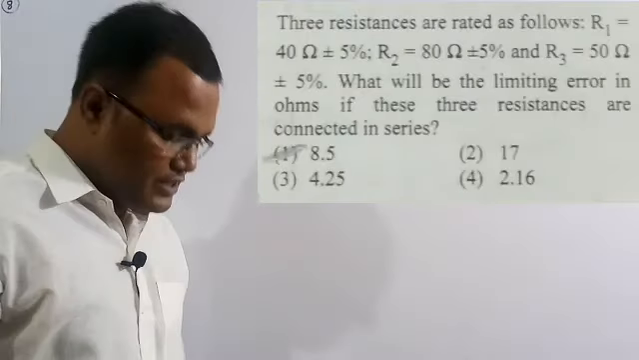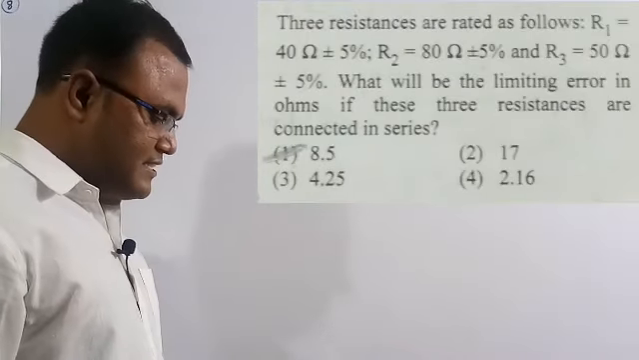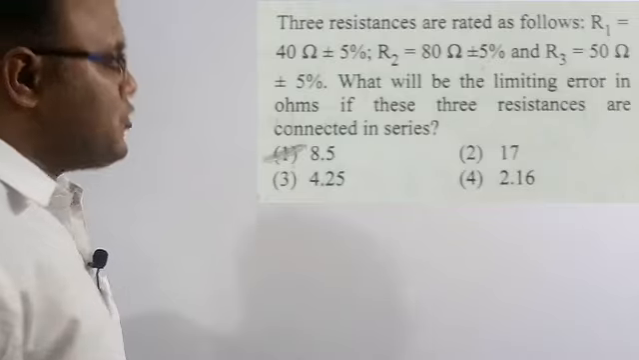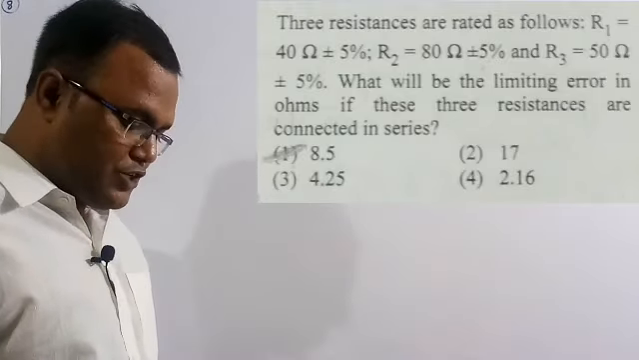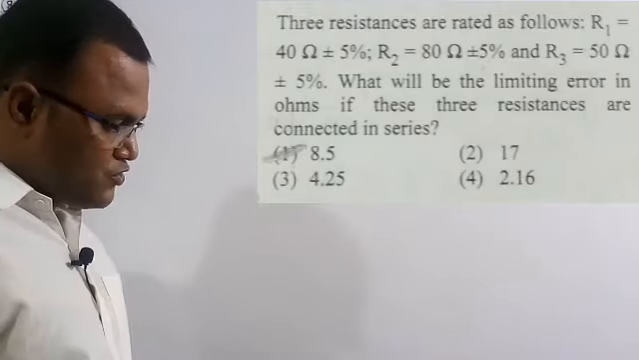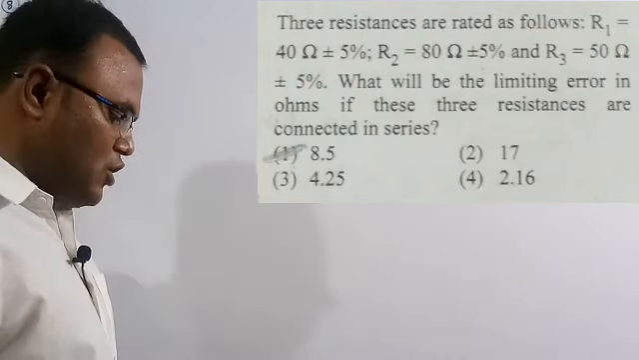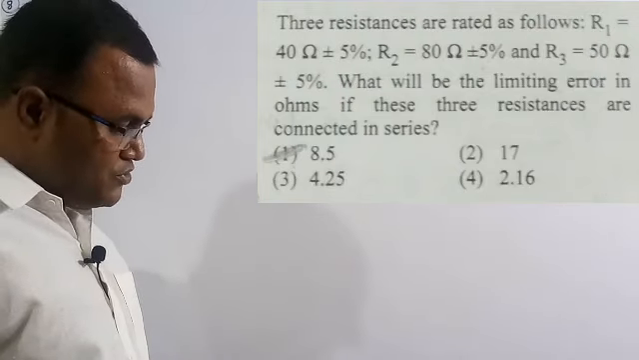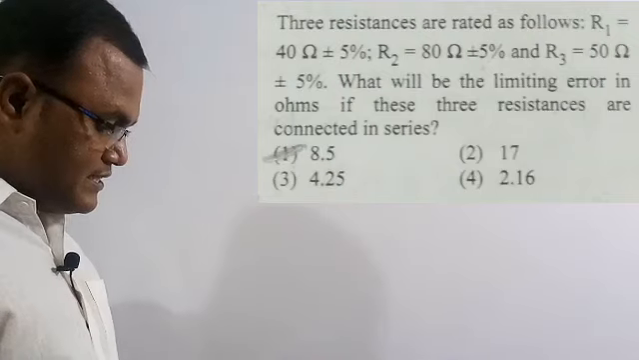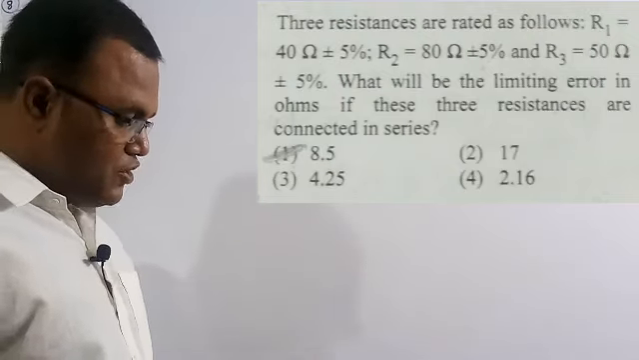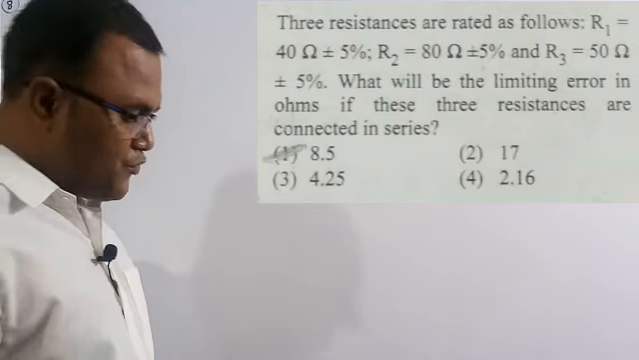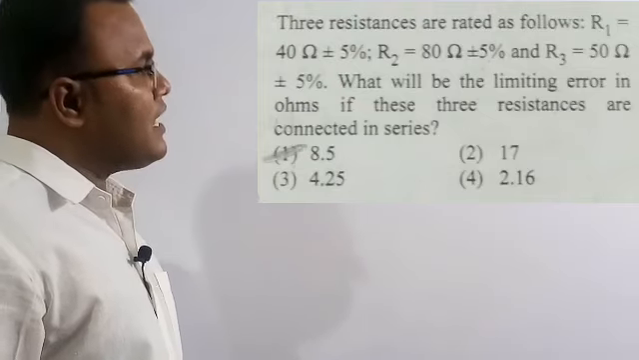So now we solve the 8th question. See the question here. The question says that 3 resistors are rated as follows. R1 is equal to 40 ohm plus or minus 5%, R2 is equal to 80 ohm plus or minus 5%, and R3 is equal to 50 ohm plus or minus 5%. So what will be the limiting error in ohms if these 3 resistors are connected in series? There are 4 options given. Out of these 4 options, the first option is the correct one.